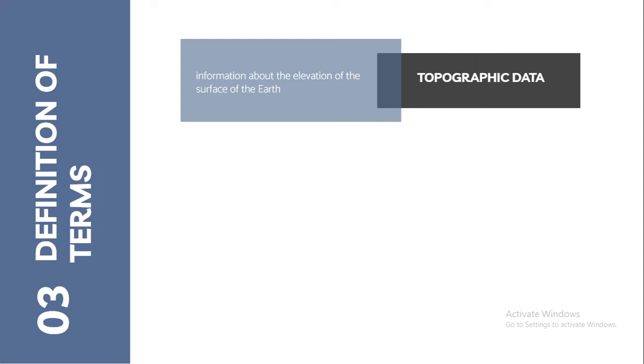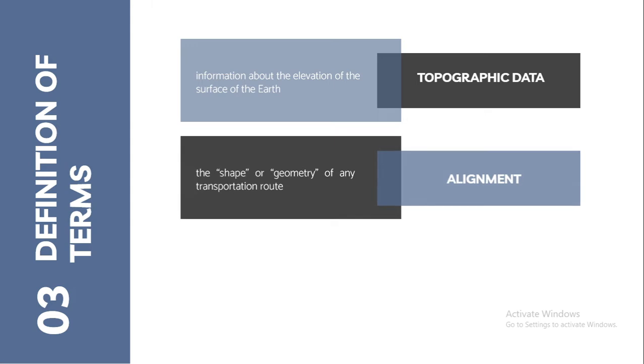The shape or geometry of any transportation route is called its alignment. The aim of the alignment selection process is to find a location for the new road that will result in the lowest total construction, land, traffic, and environmental costs. Alignment includes both its horizontal alignment and its vertical alignment.